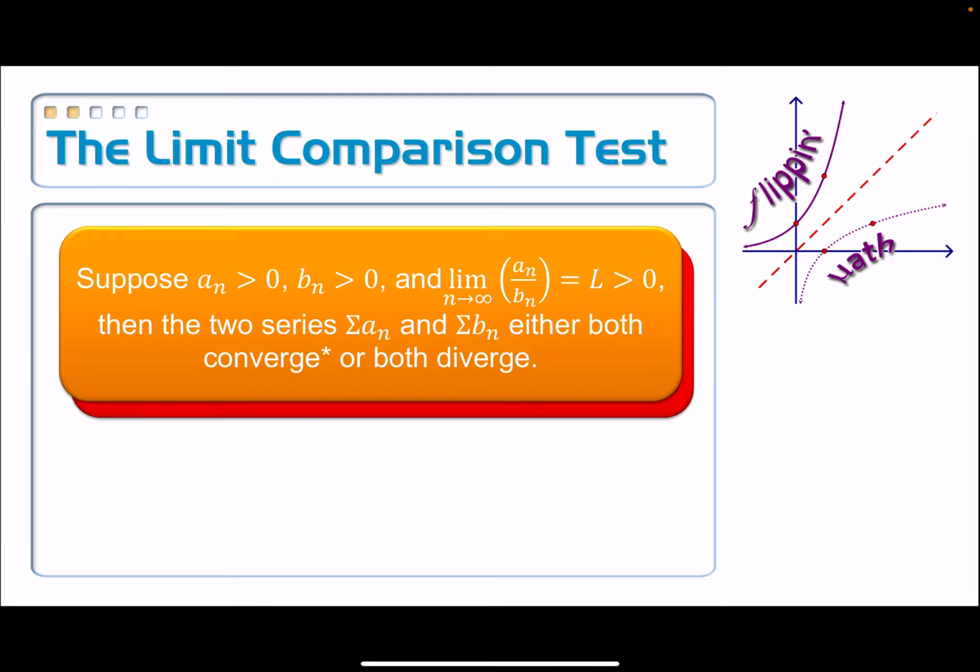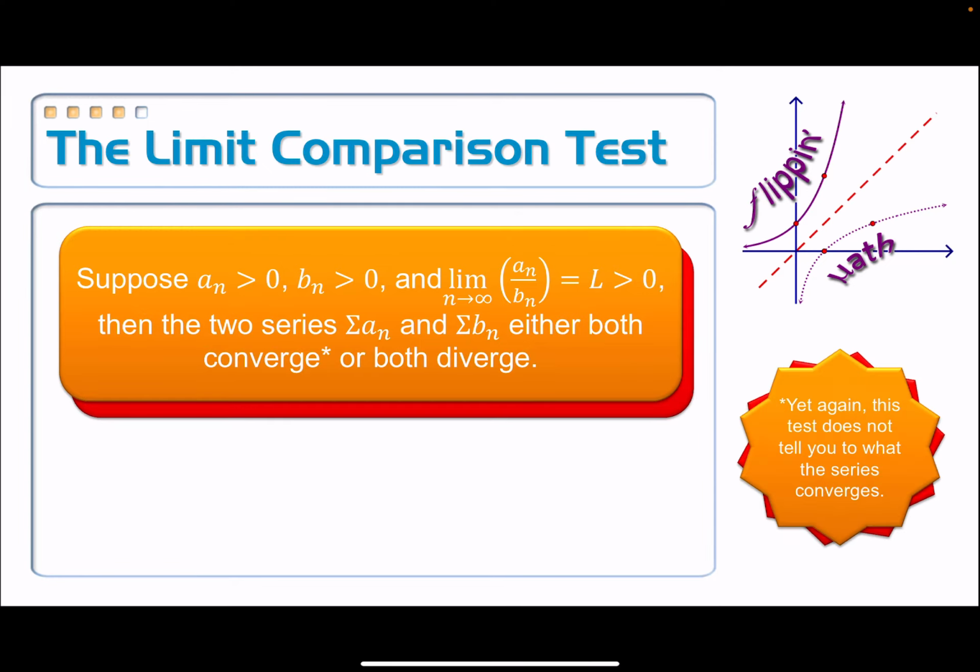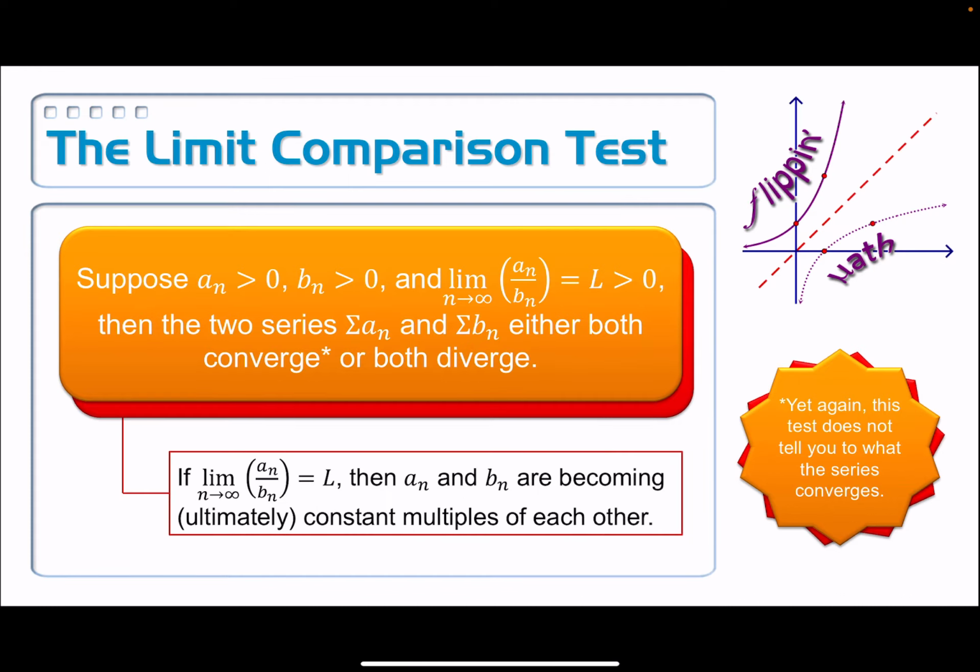Then the two series, a sub n and b sub n, either both converge or both diverge. And there's a little asterisk there, and it basically says you still don't know what it converges to necessarily, just that they do the same thing. So why does that work? The reason is that when you're taking ratios of each of these terms and it approaches some finite number, you're basically showing that they're ultimately becoming constant multiples of each other.